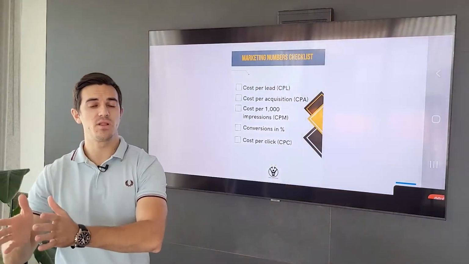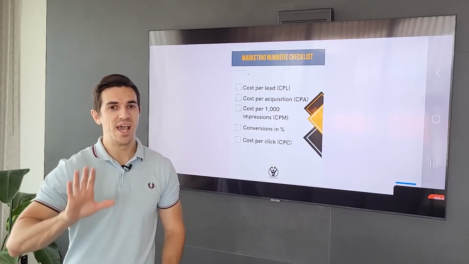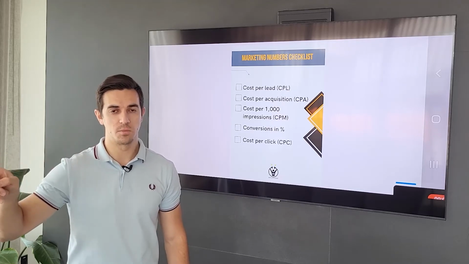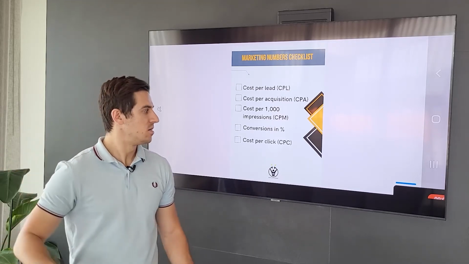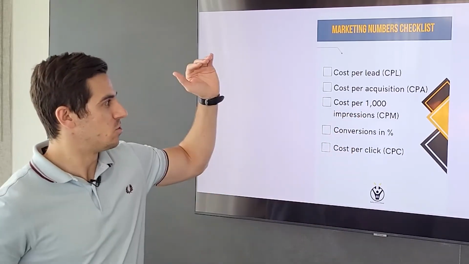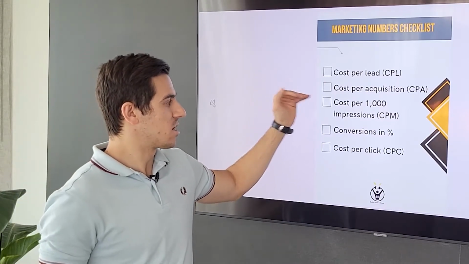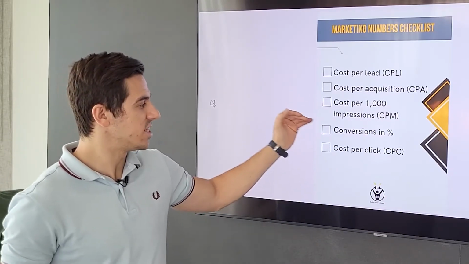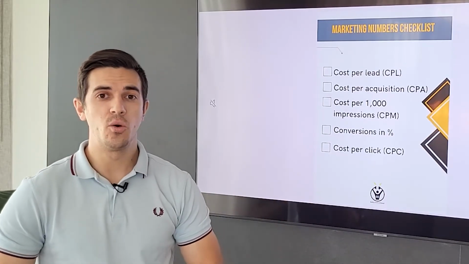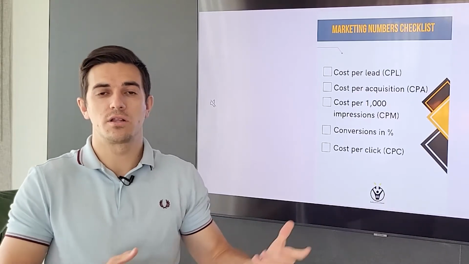But then if you send them to a website or a landing page, and they don't fill out the form on the landing page, there is an issue with the landing page. So you need to look into that. At this point, you basically need to track all these numbers: the CPL, which is cost per lead, cost per acquisition, cost per impressions, conversion rates, and the cost per click. That's how you know if your ad or your marketing campaign is performing well enough and you're not losing money, right?